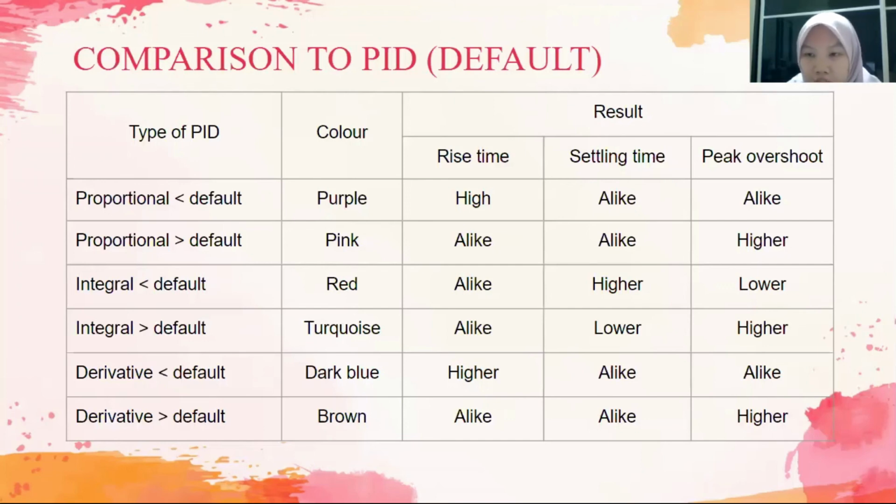So what I can conclude from these results is, first, it is not necessary to change all parameters to get the final results. Other than that, each parameter has its own effect on the unit step response. So in this case, PID with higher integral gave better results than other types of PID.